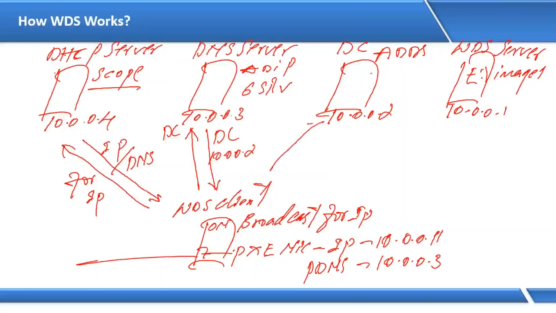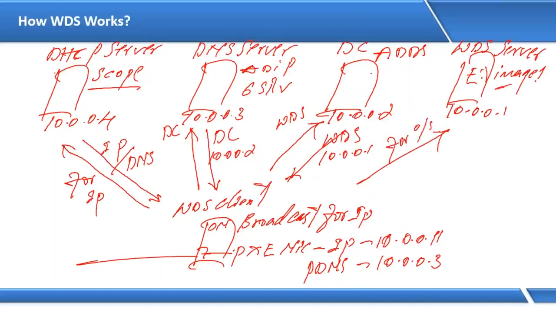So now the client is requesting the DC to search for the WDS server, and the DC's Active Directory has the WDS server information. So the DC is giving the information. You're searching for the WDS server. The WDS server is running on this IP, sir, 10.0.0.1. So now tell me, does the client successfully have the WDS server IP address or not? So now the client is taking this information and the client is requesting the WDS server for the operating system, and by the help of the image, the WDS server will deploy the operating system.